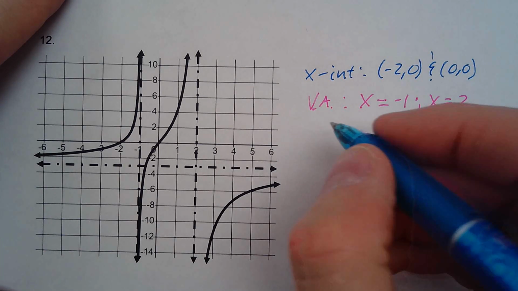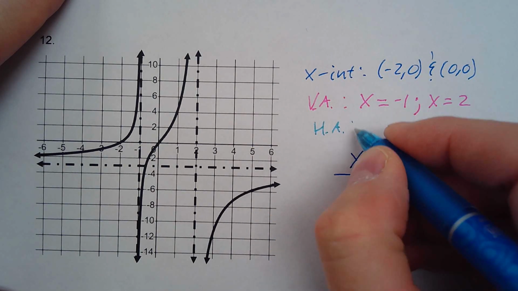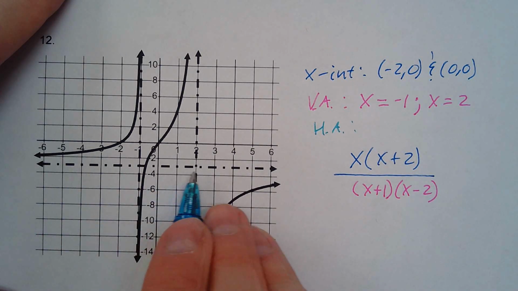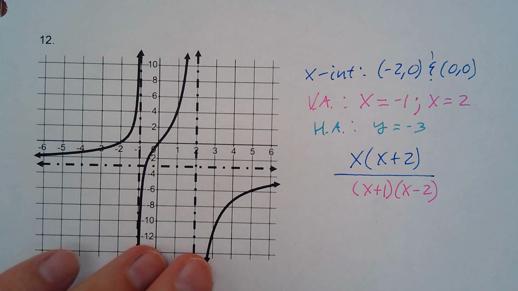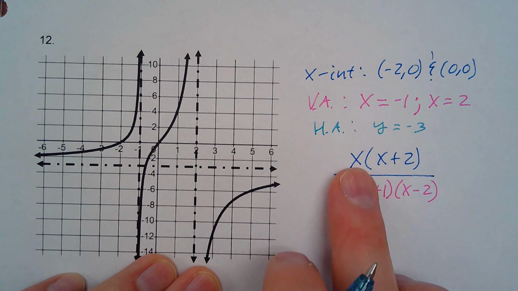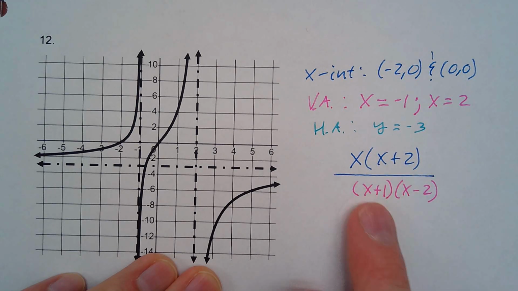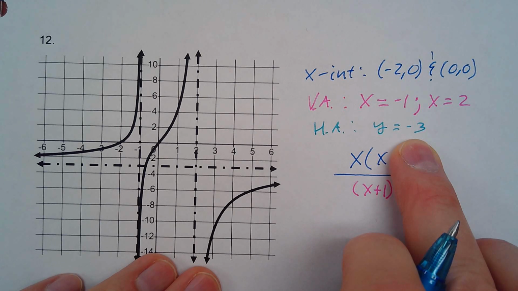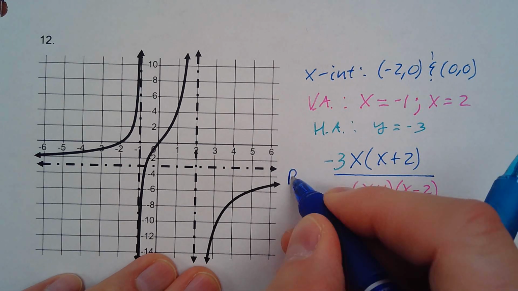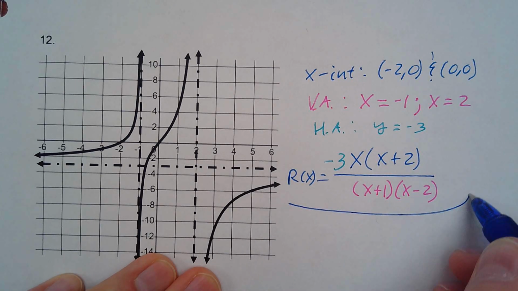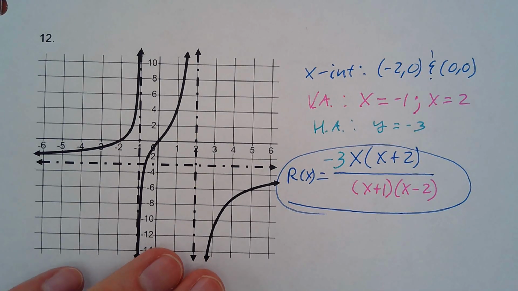And then finally, our horizontal asymptote looks like y equals negative 3. So again, if I multiply this out, I'm going to have an x squared on top. Multiply this out, I'll have an x squared plus a bunch of terms on the bottom. Ratio of the leading coefficients would be 1. But my horizontal asymptote needs to be negative 3. So I'm going to have to multiply this by negative 3. And so that would be our rational expression.